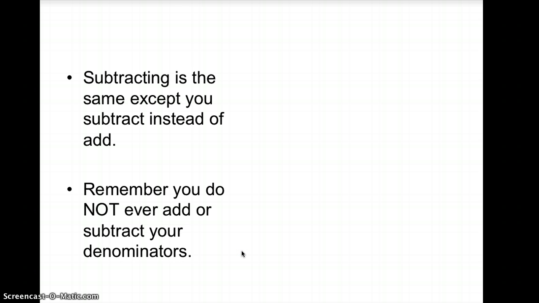Okay, so just a reminder, subtraction is the exact same. You subtract instead of add. So remember, you never will subtract or add your denominator. They'll always stay the same until you're done, and of course, don't forget, all fractions must be in simplest form. All right, just a quick review.